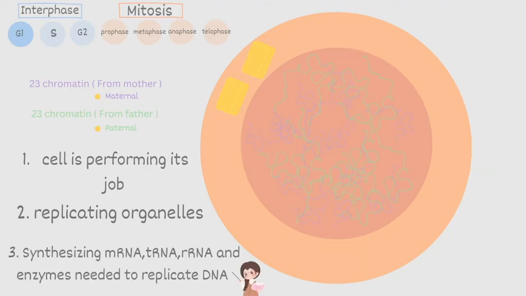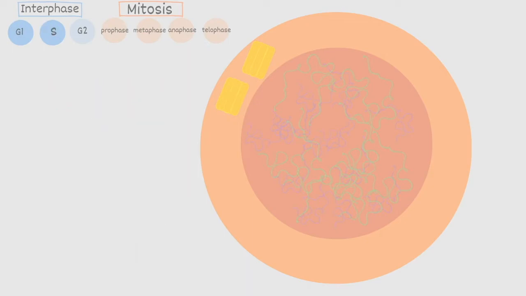Thirdly, the cell needs to synthesize or make RNA and enzymes that are needed for DNA replication, because DNA replication is our next step. So G1 tends to be the longest phase, averaging about 6 to 12 hours. After G1, the cell now moves into the synthesis phase, or S phase. Keep in mind, we are still in interphase. Your S phase lasts about 6 to 8 hours.